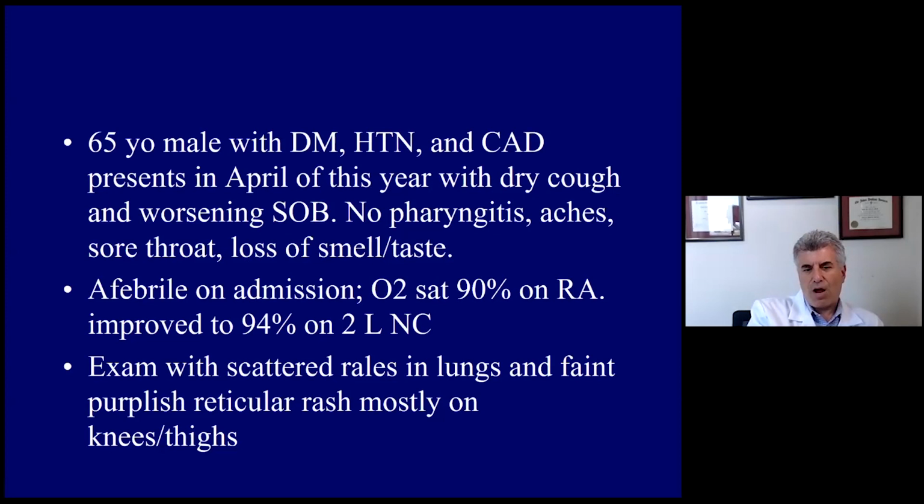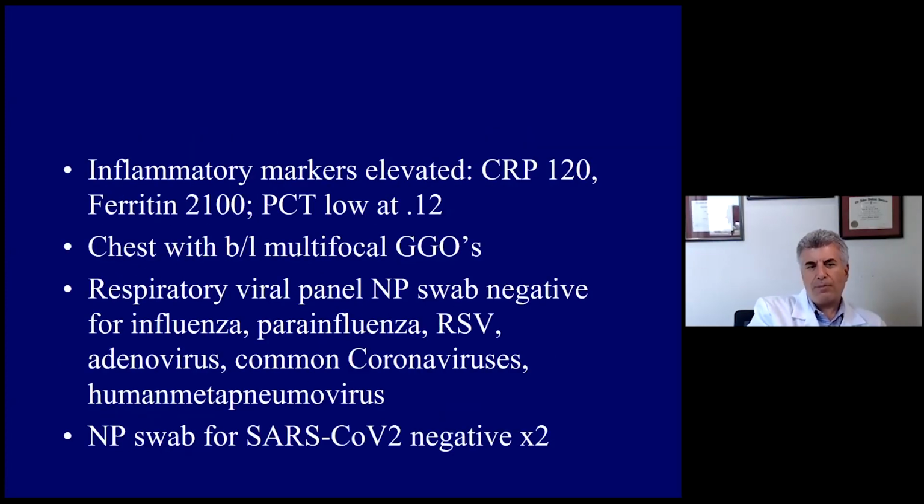His exam showed scattered rales in the lung, and he had a faint purplish reticular rash, mostly on his knees and lower thighs. His inflammatory markers were elevated. His CRP was 120, his ferritin was 2100, and his procalcitonin was low at 0.12. His chest showed bilateral multifocal ground glass opacities. His respiratory viral panel, NP swab, was negative for influenza, parainfluenza, RSV, adenovirus, the common coronaviruses, and human metapneumovirus. His NP swab for SARS-CoV-2 was negative ×2.